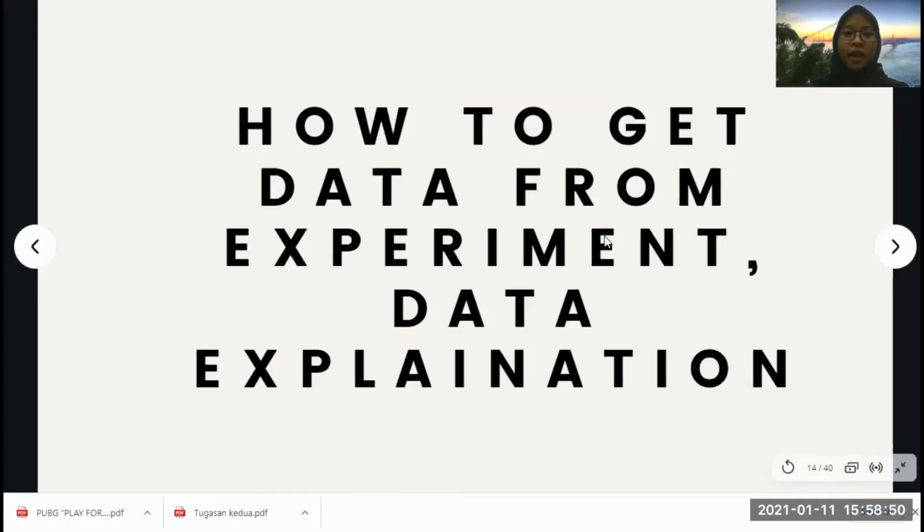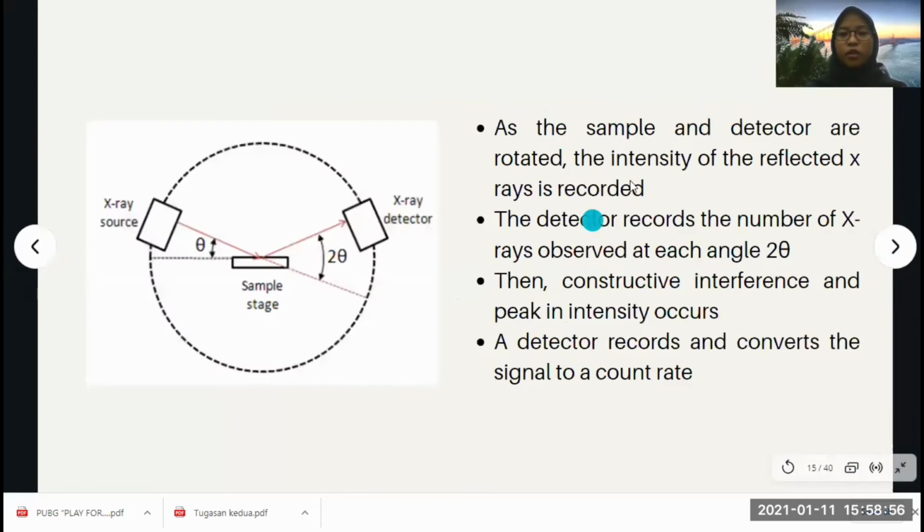Okay, thank you, Azra. I will continue the presentation on how to get data from the experiment. As the sample and detector are rotated, the intensity of the reflected X-rays is recorded. The detector records the number of X-rays observed at each angle 2 theta. Then constructive interference and a peak in intensity occurs. The detector records and converts the signal to a count rate.